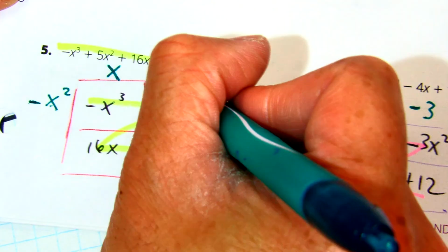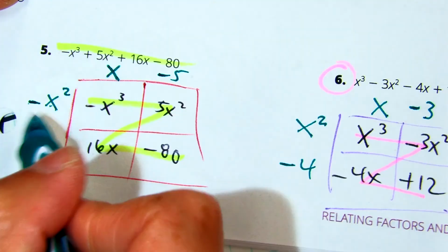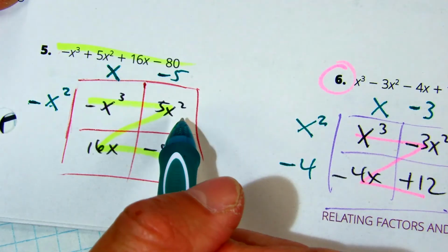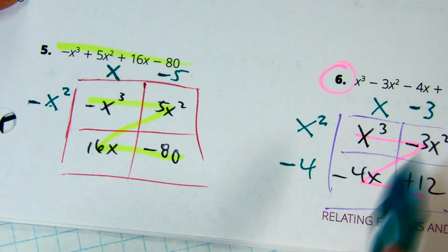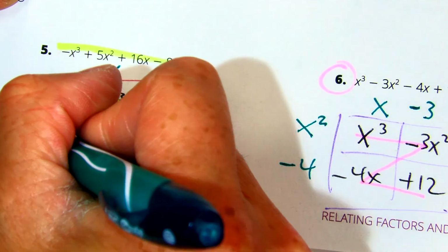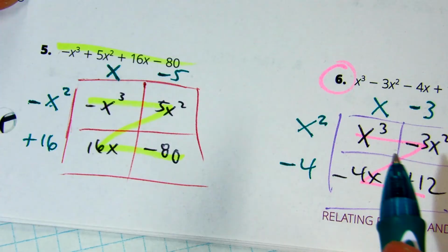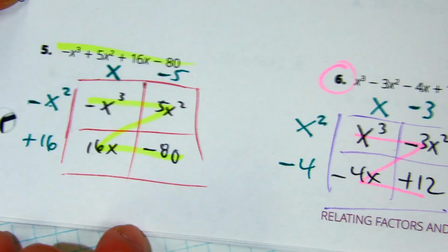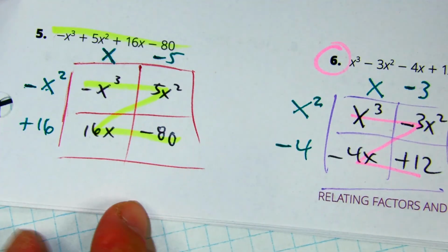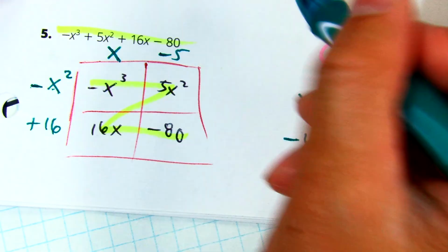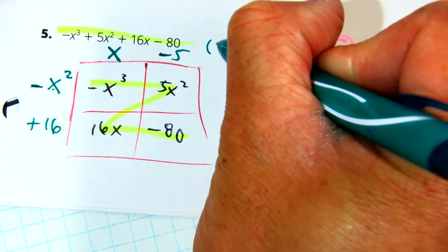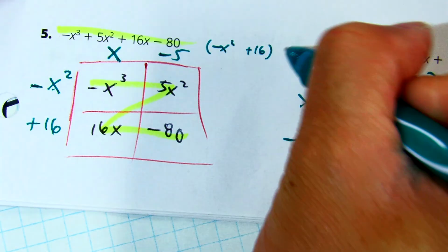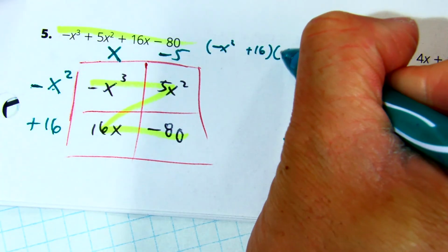This one's going to have to be a negative 5. Negative times negative is positive. X squared times 5 is positive 5x squared. Then this one will be a 16. And 16 times negative 5 gives you negative 80. Okay, so let's write that out as our parentheses. I got negative x squared plus 16. And then I got minus 5.